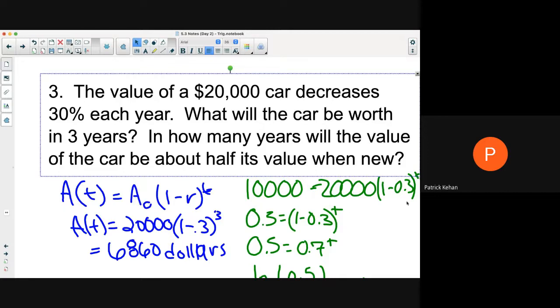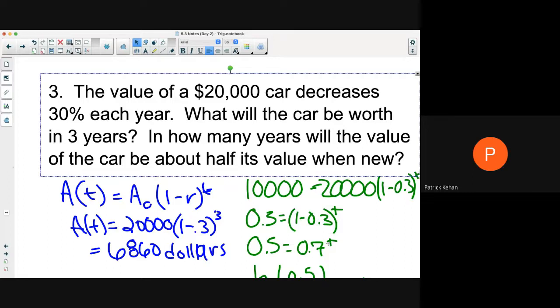So we're going to set it up in this equation, and we're going to start isolating the variable term, that's the 1 minus r to the t factor. So we're going to divide both sides by 20,000. Anytime you're dealing with half of its value in this situation, when you do this division by 20,000, you're always going to be left with 0.5, right? So 0.5 equals 1 minus 0.3, or 0.5 equals 0.7 to the t power.